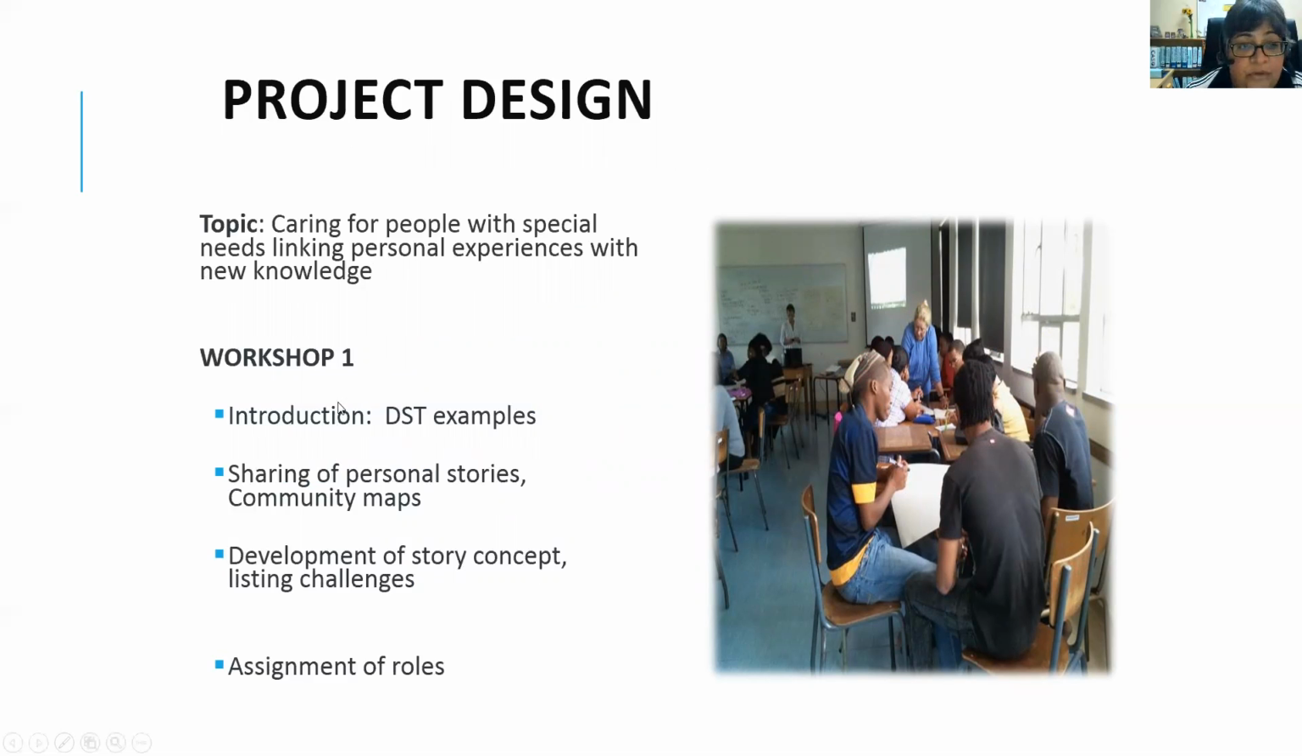Workshop 1 comprised the introduction and examples of digital storytelling. Students were then divided into groups and had to share personal stories and develop community maps. From there, they developed a story concept listing all the challenges. Also, there was an assignment of roles which included who would do the editing, take the photos, and who would do the recording of the narration, etc.